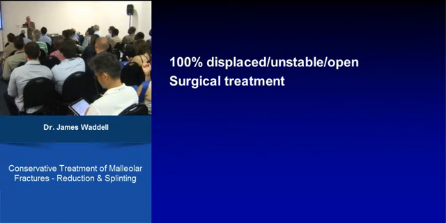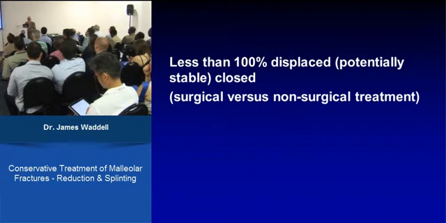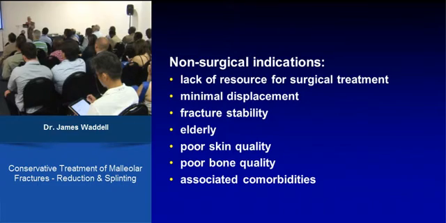We're not talking about people who've been hit by a car at 60 kilometers an hour and have an extensively comminuted fracture. We're not talking about that. We're talking about the stable, low velocity, slip and fall type of tibial fracture. So those that are less than 100% displaced and are potentially stable or closed can have non-surgical management. And the non-surgical indications are exactly the same as for ankle fractures.